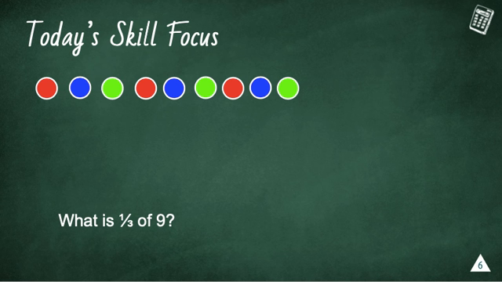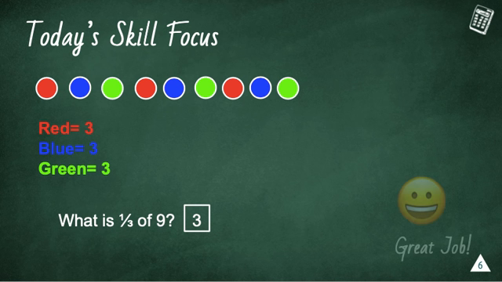How many red circles do I have? 3. How many blue circles do I have? 3 as well. And how many green circles do I have? You guessed it, I have 3. So what is 1/3 of 9? 1/3 of 9 is 3. Great work, second grade.